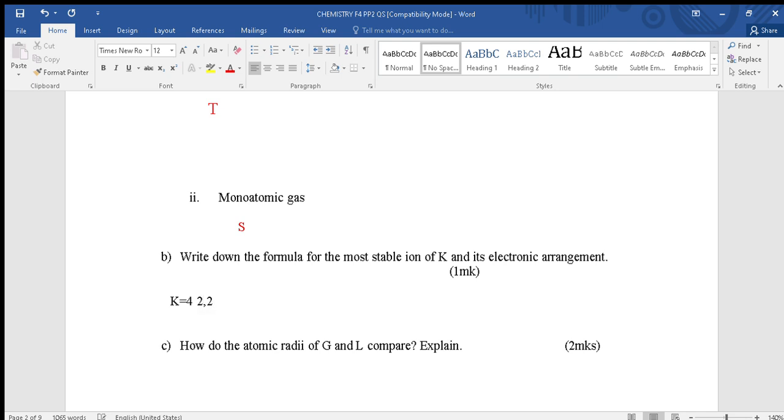You've been told to write the formula of the most stable ion. That means for this K to be stable, it's going to lose these 2 electrons. And when K loses electrons, it's now going to be positive, because when an atom loses electrons, it forms a cation. That means it's going to be K2+. That is now going to be the ion, and its electron arrangement is now going to be 2.